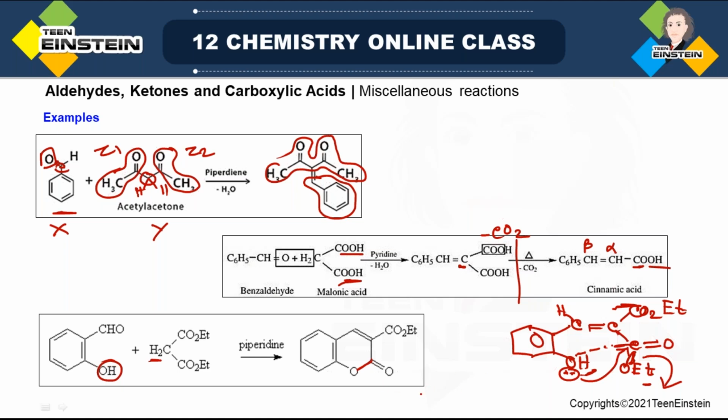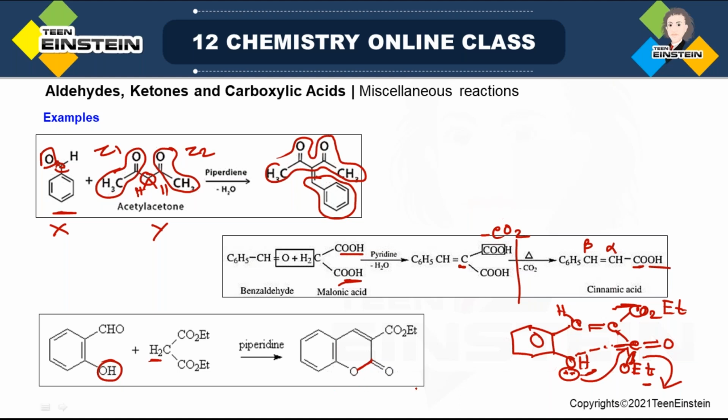So one of the CO2 groups reacts with the OH, and it is possible only because it is at the ortho position. Otherwise, if it is at the meta position, it will be far away and the reaction is not possible. That is, the OH group cannot attack if it is present at the meta or para position. It is only possible at ortho. Fine. So we are getting cyclic ring formation.